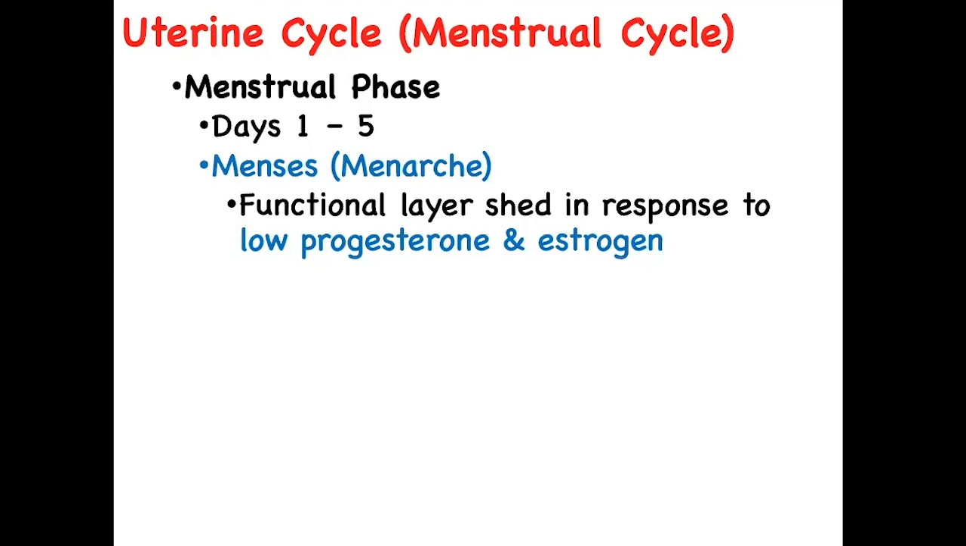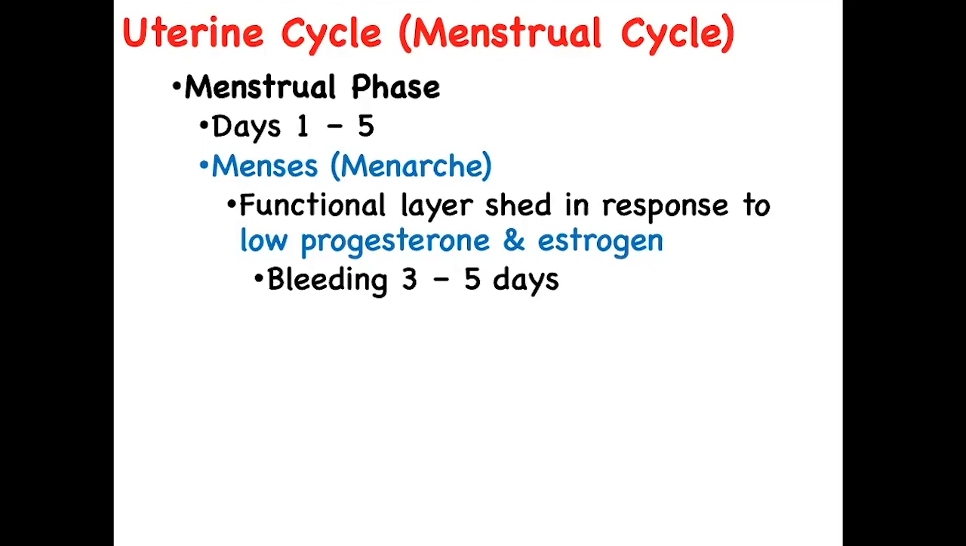Recall that after ovulation, the remaining follicle becomes a corpus luteum. It will release progesterone, estrogen, and inhibin. The corpus luteum will continue to release progesterone and estrogen for 10 days. If pregnancy does not occur, the corpus luteum disintegrates and the levels of progesterone and estrogen in the blood drop. In response to the decreased levels of estrogen and progesterone, the functional layer is shed. Bleeding occurs for 3 to 5 days.